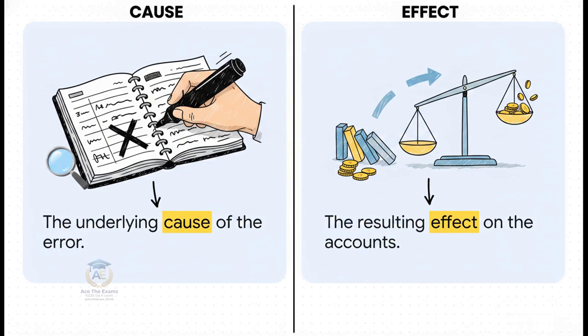The effect is how that specific misstatement ripples outward. It impacts the receivables ledger, it inflates the sales account, but critically, it doesn't unbalance the trial balance. When you are writing your 12-mark evaluation, you must explicitly state the cause in one sentence, and then systematically, in the very next sentence, detail the exact directional effect on the final accounts. Because X happened, the cause, profit is overstated by Y, the effect. This structure is exactly what examiners are trained to award top marks for.